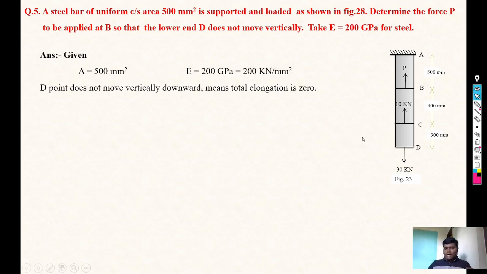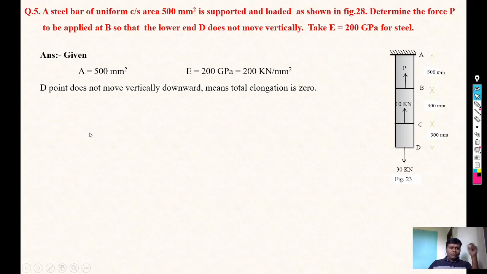So as per our rule, first write down the area of the section or given data generally. Steel bar of uniform cross section area 500 mm square. Then E, modulus of elasticity, is given, that is 200 gigapascal, and this is a steel rod. So 200 gigapascal equals 200 kilonewton per mm square. As per the condition, just write down what will happen in the bar.